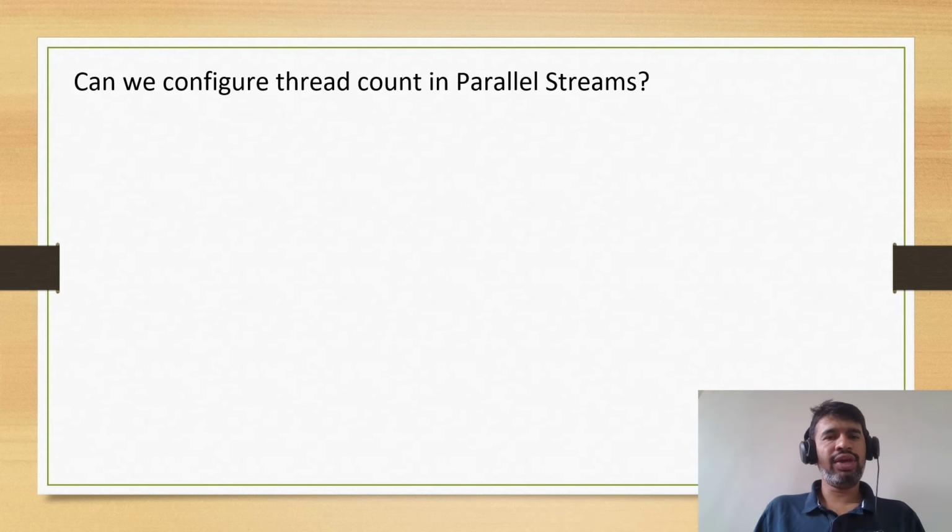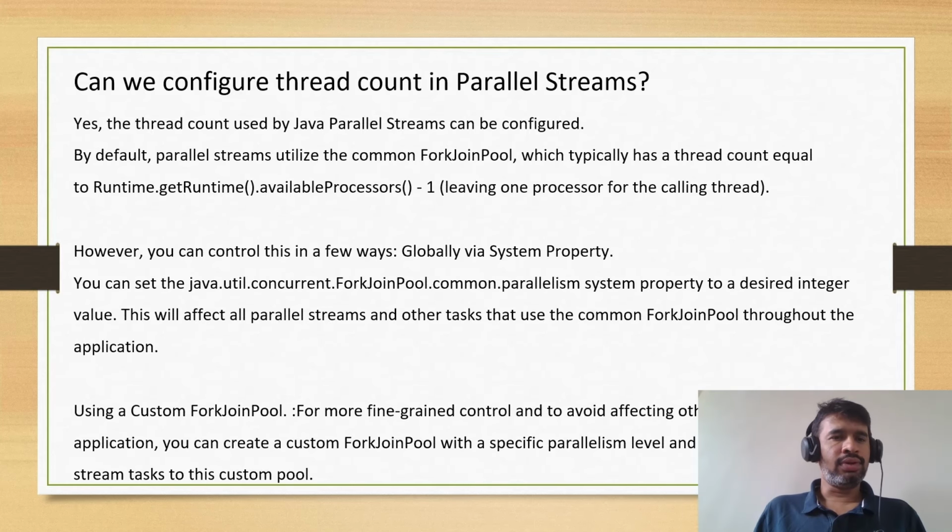The question is, can we configure the thread count in parallel streams? This is one of the questions where I've seen the majority of candidates give the wrong answer. They will not be aware, because parallel streams are not used that often. Even if they have used them, they will not be aware of the underlying threads. This is one of the tricky questions. The answer is yes, the thread count used by Java parallel streams can be configured. Another question you can get is what is the default thread count used by parallel streams. Both will be answered here.